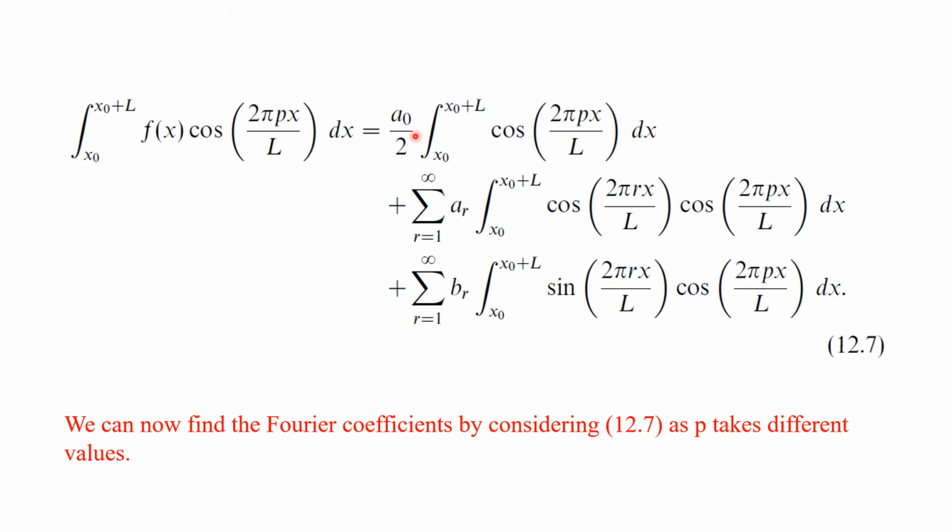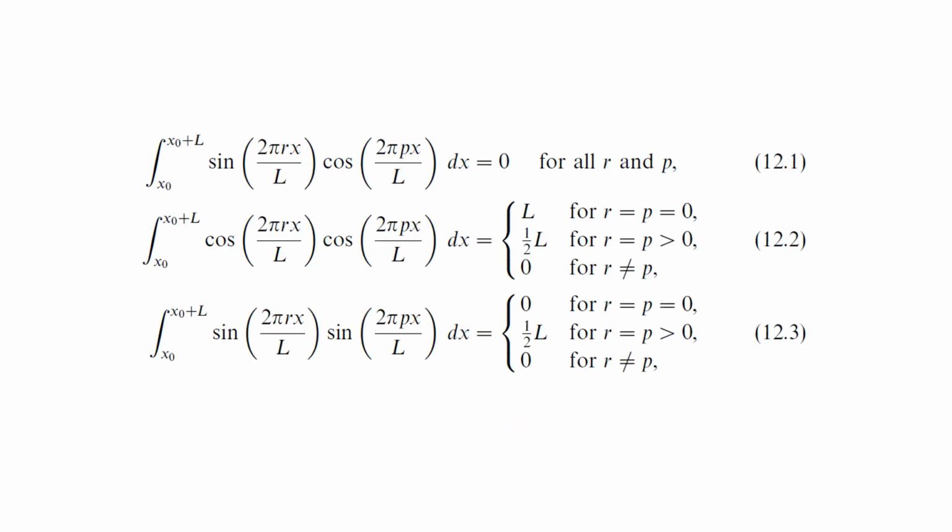We can now find the Fourier coefficients by considering equation 12.7 as p takes different values. Please have a look again at the following orthogonality conditions, as we are going to apply them to the previous function.